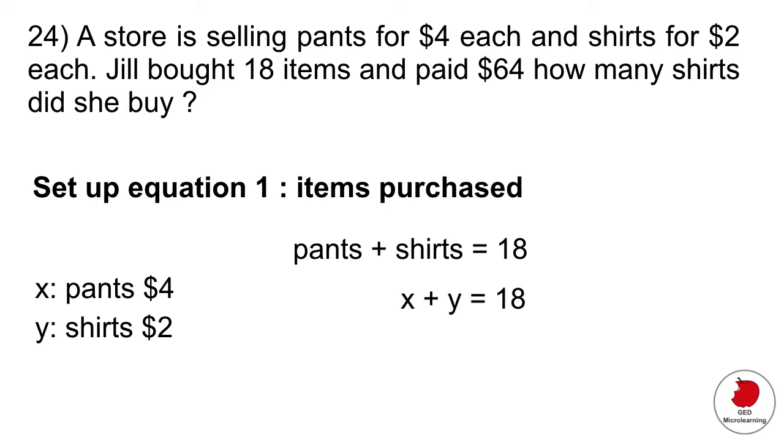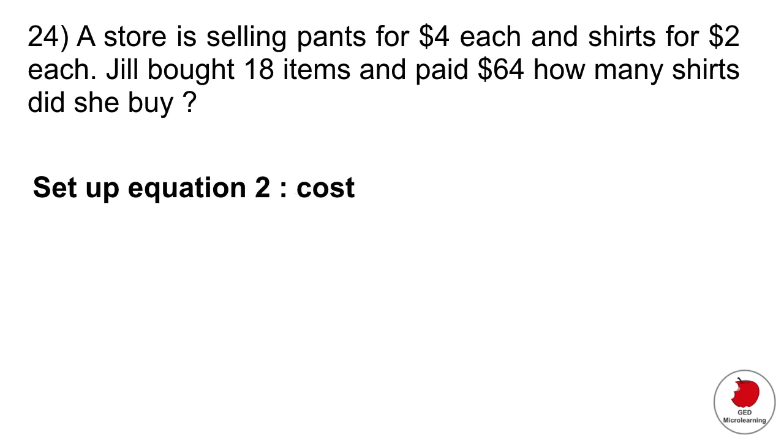And now we're going to solve for one of the variables. I'm going to solve for X. Okay, so if we solve for X, you would subtract Y from both sides, and that gives you that. Okay, so we're going to leave that answer hanging for a second, and we're going to go ahead and set up our second equation, which is based on cost.